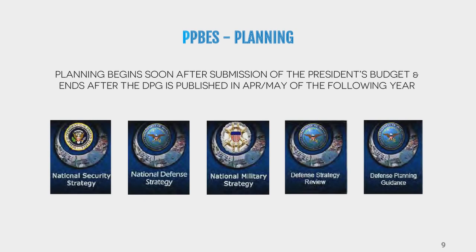So from left to right, in addition to the President's National Security Strategy, is the National Defense Strategy that comes from the Secretary of Defense's office, the National Military Strategy, which comes from the Chairman of the Joint Chiefs of Staff, the Defense Strategy Review, which was formerly called the Quadrennial Defense Review, that should sound familiar to many of you, that forms the basis of the defense planning guidance. For the unclassified documents on this list, you can find those electronically online. Just ask Mr. Google. I'm sure that he can help you find where they are. Next slide.